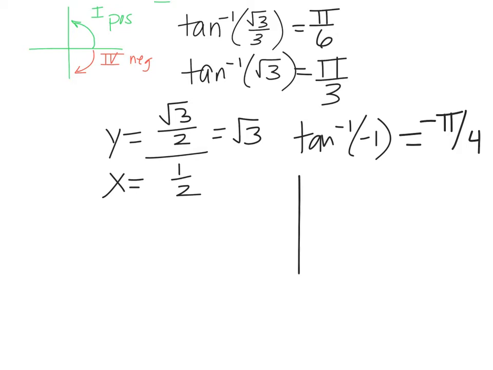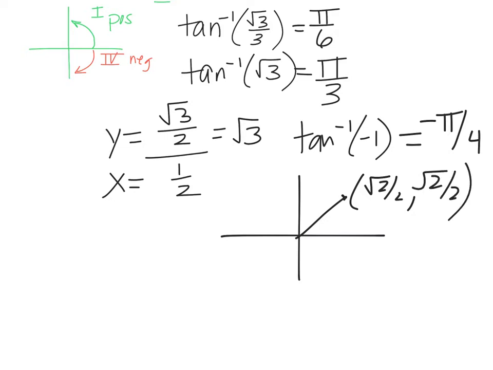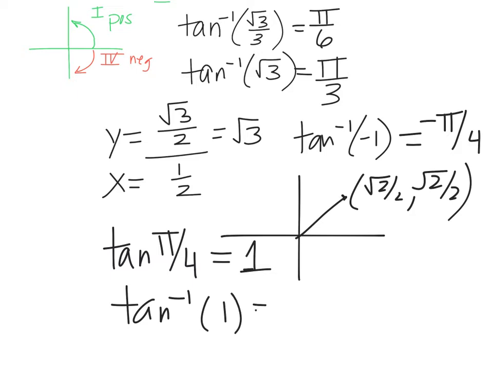Yep, because on the unit circle at pi over 4, that is the point rad 2 over 2, rad 2 over 2. And when you divide that, you get 1. So if I asked you what's the tangent of pi over 4, you should know that that's 1. So if I go backwards and do what's the tan inverse of 1, the answer is pi over 4. Okay? All right, that was a lot of tough stuff all in one little thing, so be prepared for that.